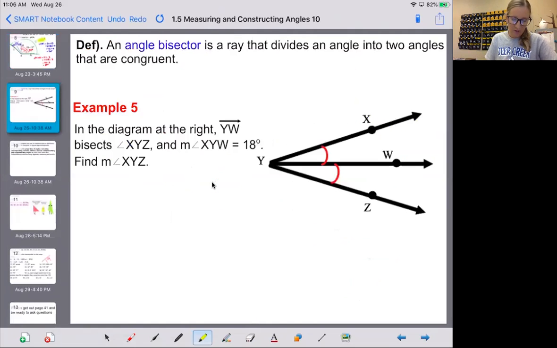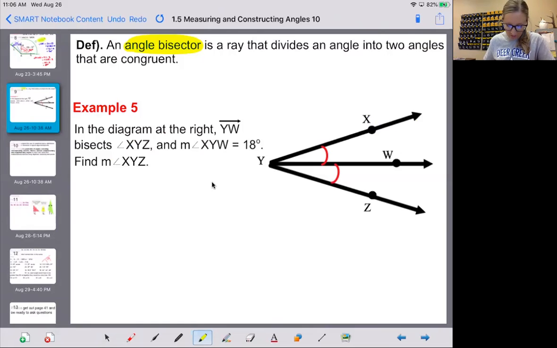So your last definition is angle bisector. Now, again, we talked about a segment bisector last week. A segment bisector is when you have a segment that is cut in half. So what do you think an angle bisector is? It's an angle that's cut in half. Now, remember, when you cut something in half, you have two equal portions. So in an angle bisector, you have this angle, and when it gets cut in half, the two pieces are equal to each other.